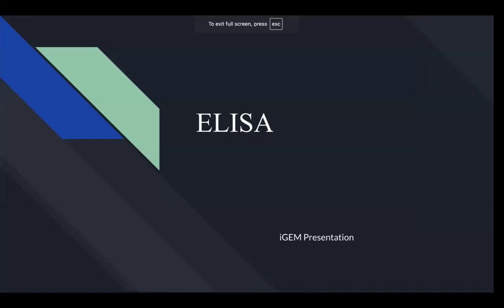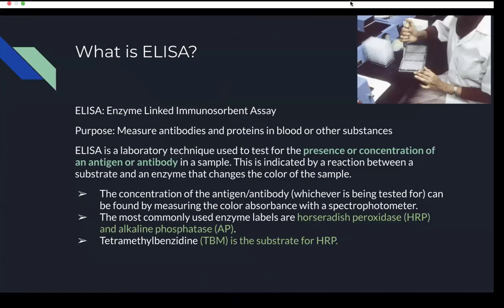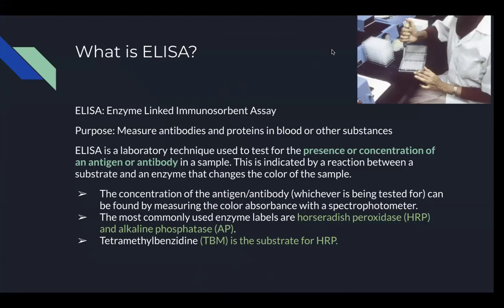This is ELISA, the lab technique, which stands for enzyme-linked immunosorbent assay. The purpose of the ELISA is usually to measure antibodies or proteins in blood or other substances in a lab. So it will test the presence and concentration of an antigen or an antibody in a sample. And it uses a fluorescent color to record the reaction between an enzyme and a substrate.